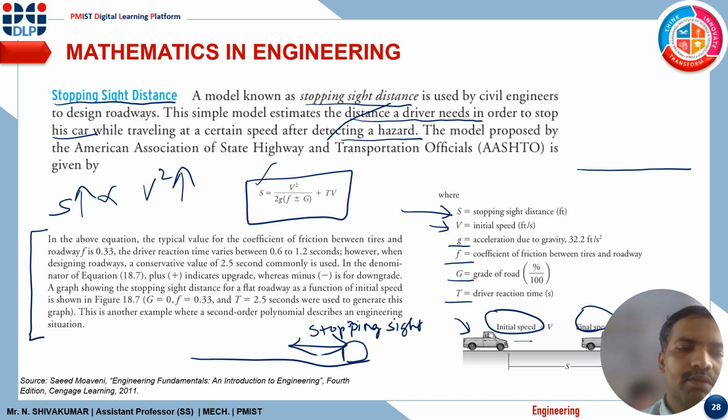So this is the problem. You try to substitute these values and calculate what is the stopping sight distance.